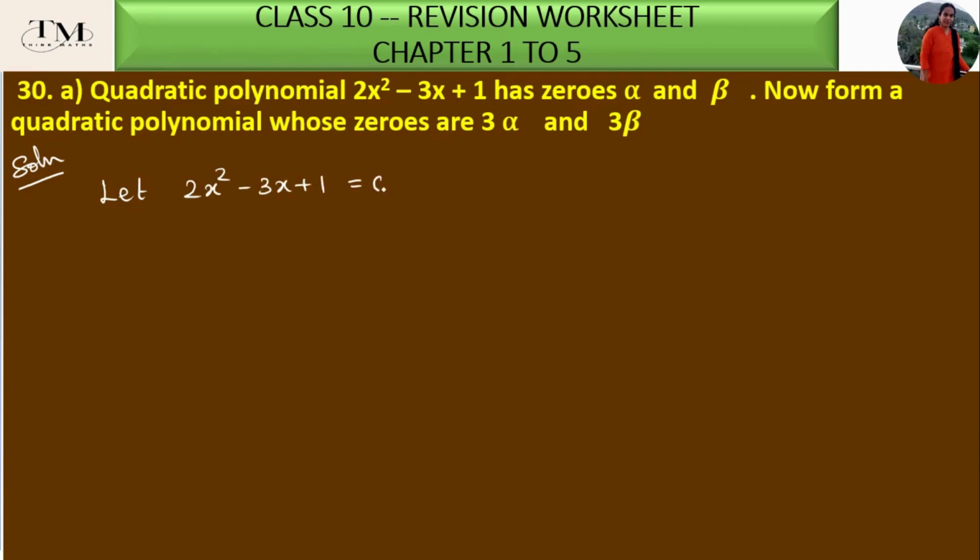So let us equate this to 0. So its zeros are alpha and beta. So we have to solve this equation to find out the zeros of this polynomial. So how do you solve?